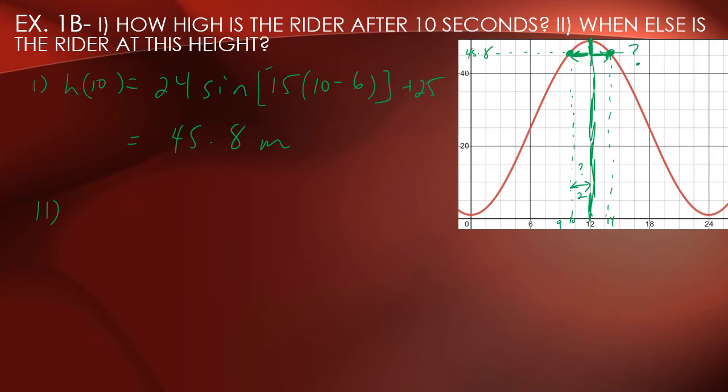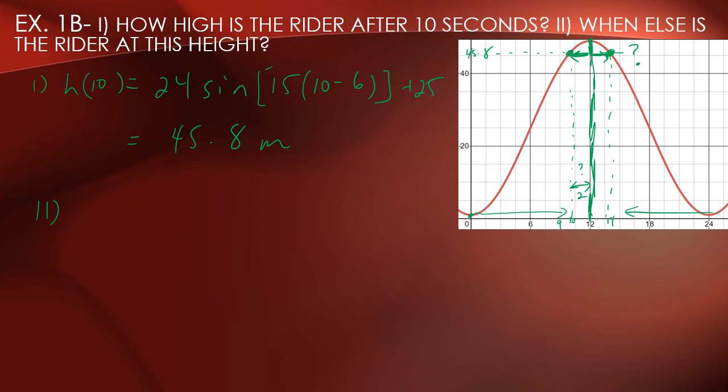Another way that you could think about this symmetrically. Here's my beginning. How far away is 10 from the beginning? It's 10, and it's symmetrical. So I could go 10 this way, 24 minus 10, 14.